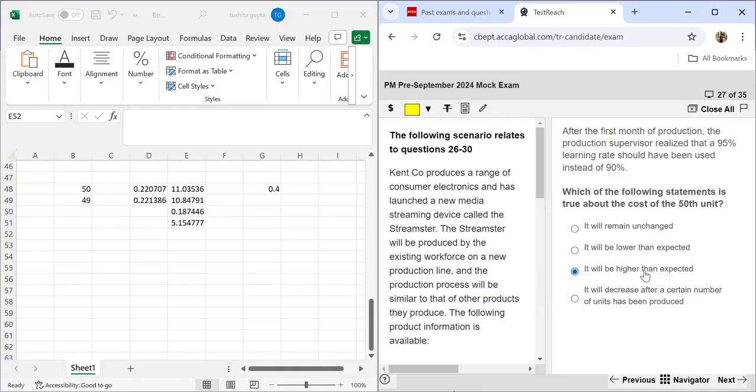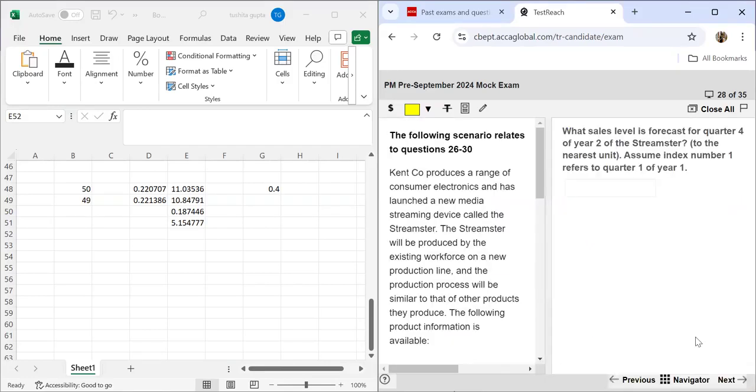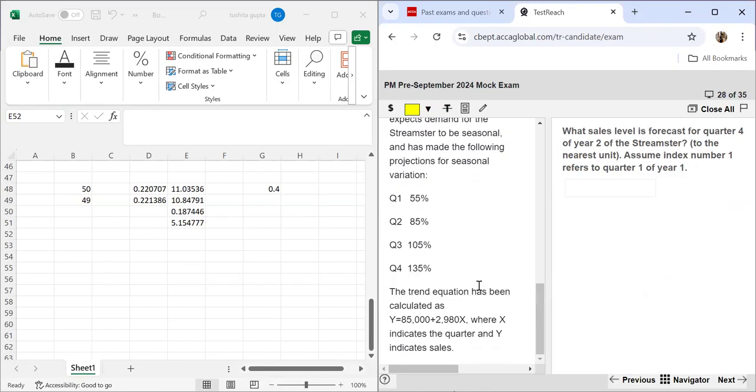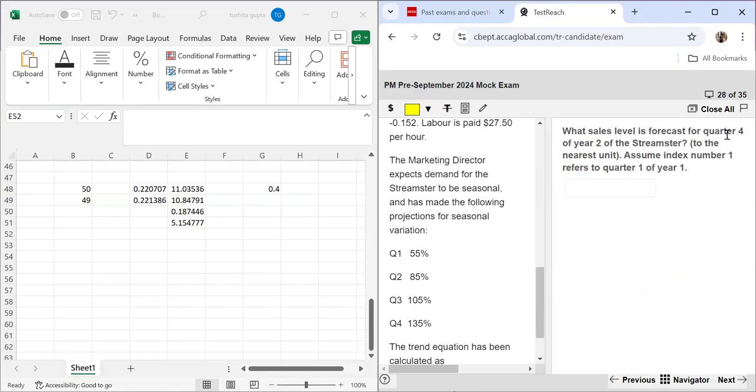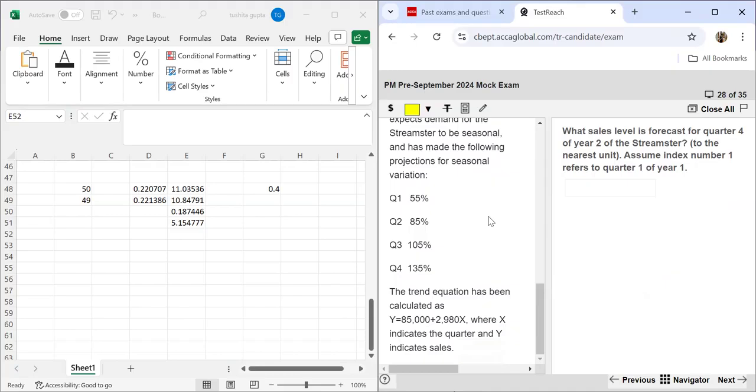So the labor cost is going to be higher than expected. Moving forward, what sales level is forecast for quarter 4 of year 2 of the Streamster to the nearest unit? Assume index number 1 refers to quarter 1 of year 1. So for the, they are asking us for year 2 quarter number 4. So that means your quarter number is going to become 8 over here, 4 quarters of the first year, and then fourth quarter of the year 2 again is the 8th quarter.